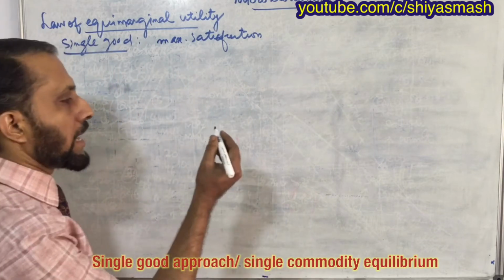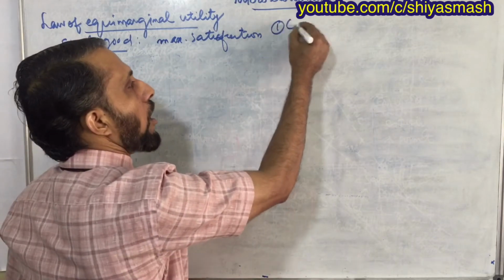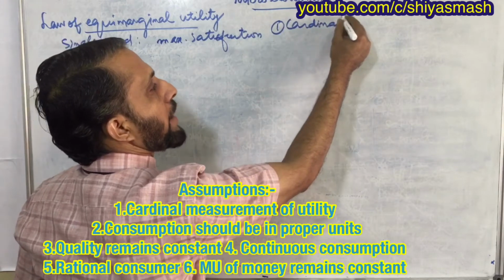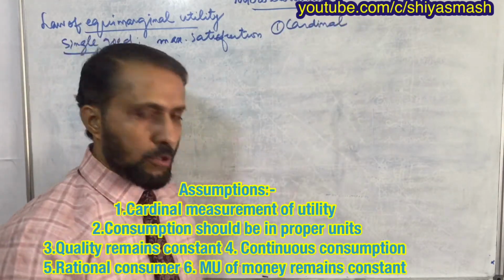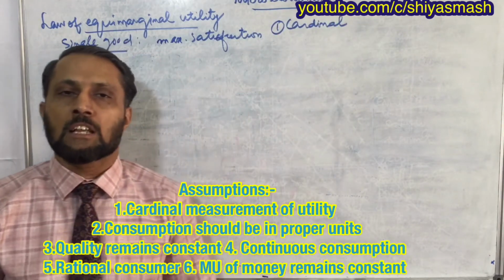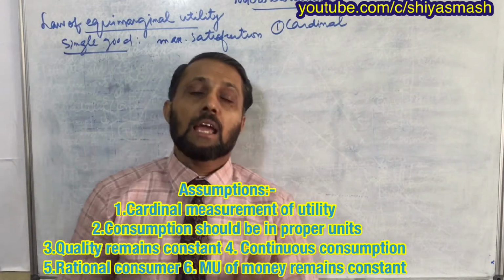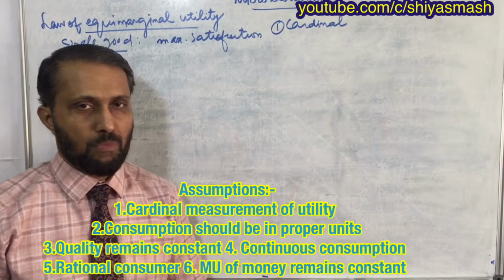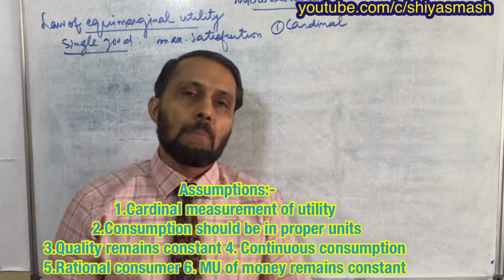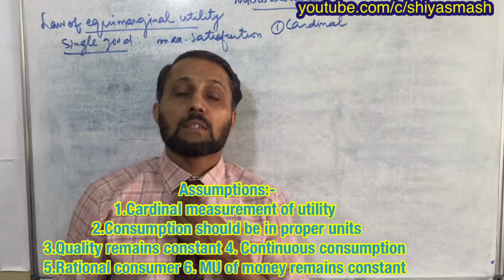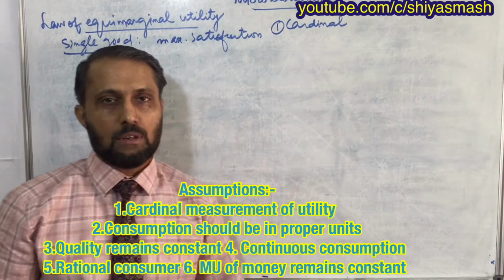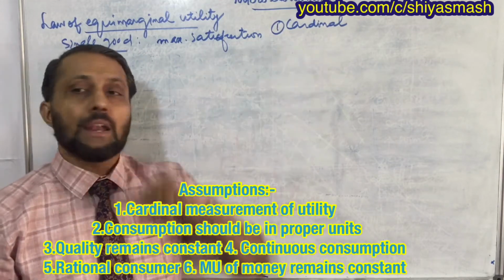First assumption is that this theory is based on cardinal measurement of utility, which we discussed in the law of diminishing marginal utility. You know what is cardinal? Utility can be measured in terms of numbers. The amount spent for buying the commodity should be equal to the satisfaction derived from it, which we can measure in terms of numbers.